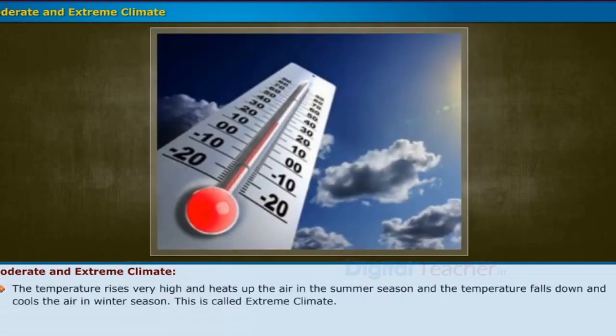The temperature rises very high and heats up the air in the summer season, and the temperature falls down and cools the air in winter season. This is called extreme climate.